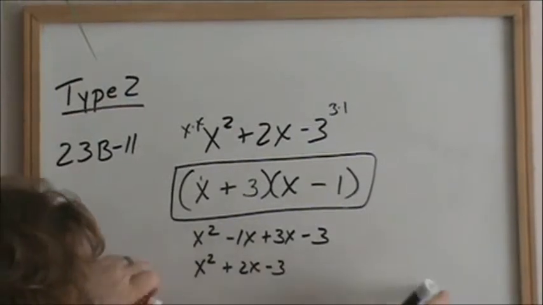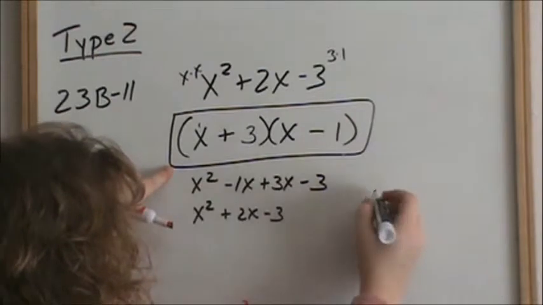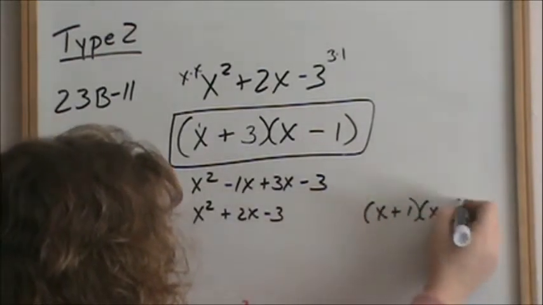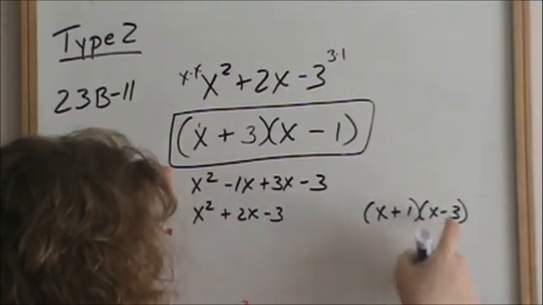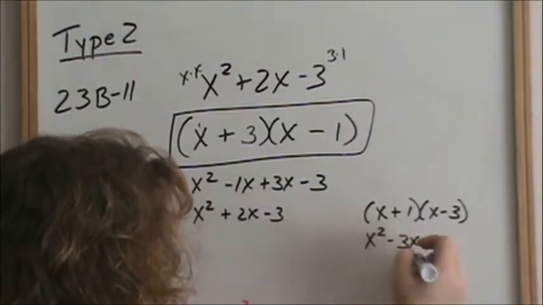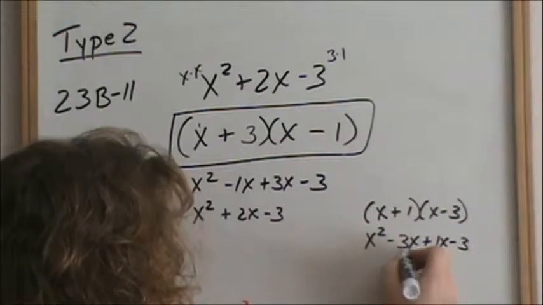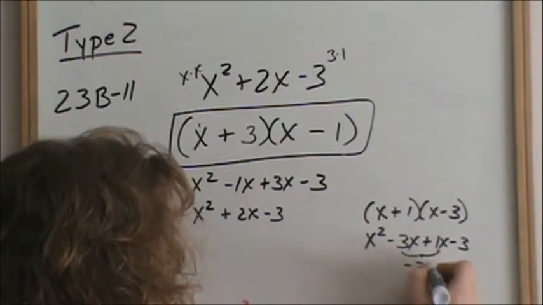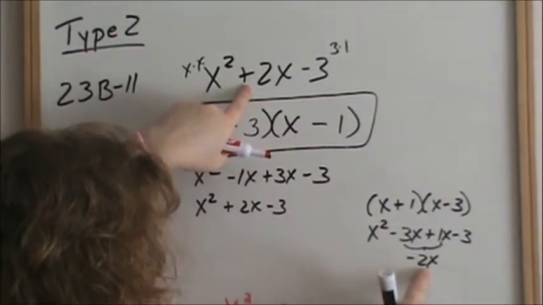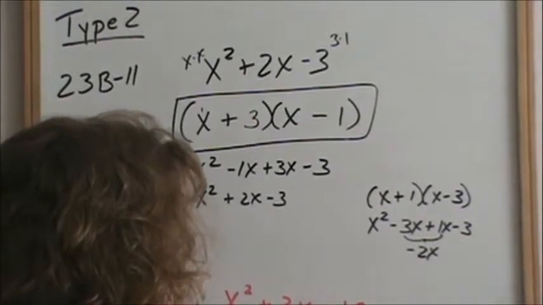Okay? Off to the side, I'm going to show you what it would be like if you put your 3 and the 1 in the wrong spot. If you had x plus 1 and x minus 3, if I moved the spots of them, then I would have x squared, and x times a negative 3, positive 1 times x, and then I would still get a negative 3. Combining these terms, I would end up getting a negative 2x. That's not my middle term. I need to have a positive 2x. So it's very important where you place your numbers with which sign.